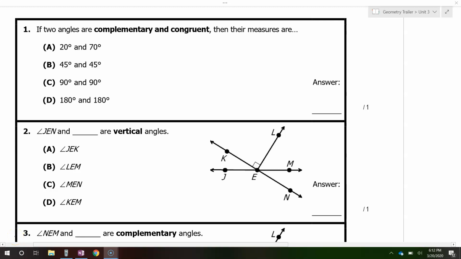This video is mostly about angle pairs and figuring out whether or not they will be complementary, congruent, or supplementary. That's the most common stuff that can happen. So let's go with the basics. If two angles are complementary, that means they add up to 90 degrees.